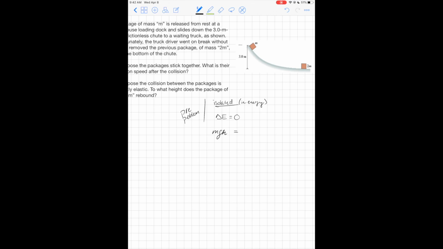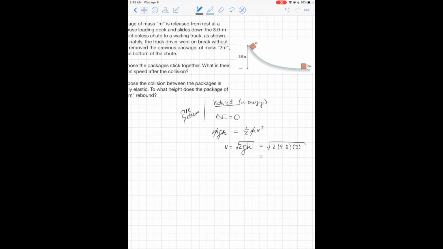If we say that we started with some potential up here, we're going to have no potential down here. We only have kinetic energy, so 1/2 mv squared. Surprisingly, not knowing m does not hinder us. We can still solve for a velocity here. Our velocity is going to be square root of 2gh, right? Or in other words, square root of 2 times 9.8 times 3 meters.